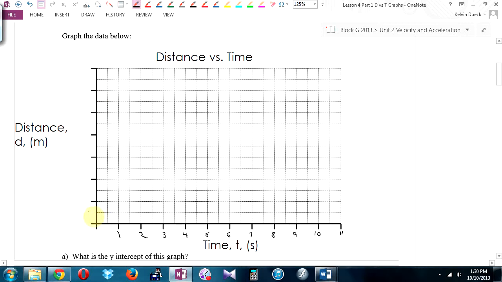Let's see. 2, 4, 6, 8, 10, 12, 14, 16, 18, 20. You know what? Going up by 2s, letting each big square be 4. Each big hash mark: 4, 8, 12, 16, 20, 24, 28. Have we got a scale? Check.